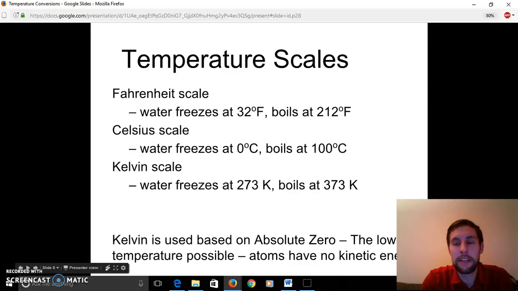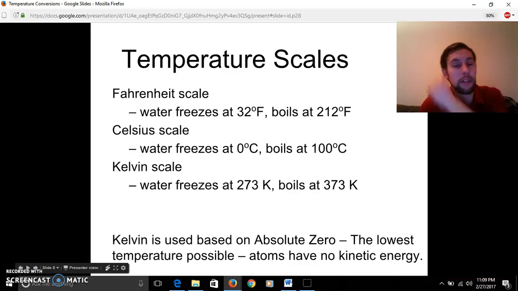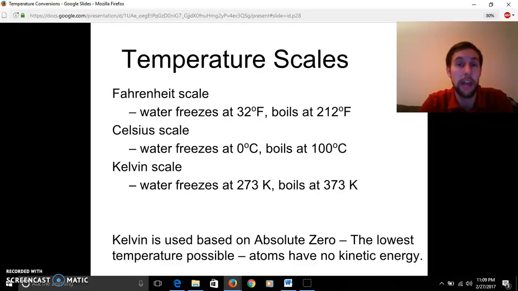So Kelvin is based on something called absolute zero. It's the lowest temperature possible. That's the point at which atoms have no kinetic energy. We haven't technically gotten there. We've gotten really, really close, like 0.00000000000001 Kelvin. That's really, really cold. But technically there's still movement there.